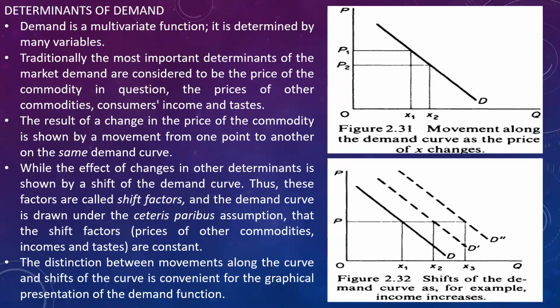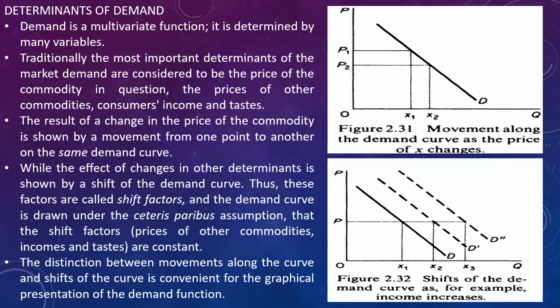Then, determinants of demand. We have seen in the previous videos that demand is a multivariate function and it is determined by many variables. Traditionally, the most important determinants are the price of the commodity, the price of other commodities, consumer income and taste. The result of a change in the price of the commodity is shown graphically by the movement from one point to another on the same demand curve, whereas the effect of a change in demand factors other than the price is shown by a shift in the demand curve. So other than the price, all other factors are called shift factors.